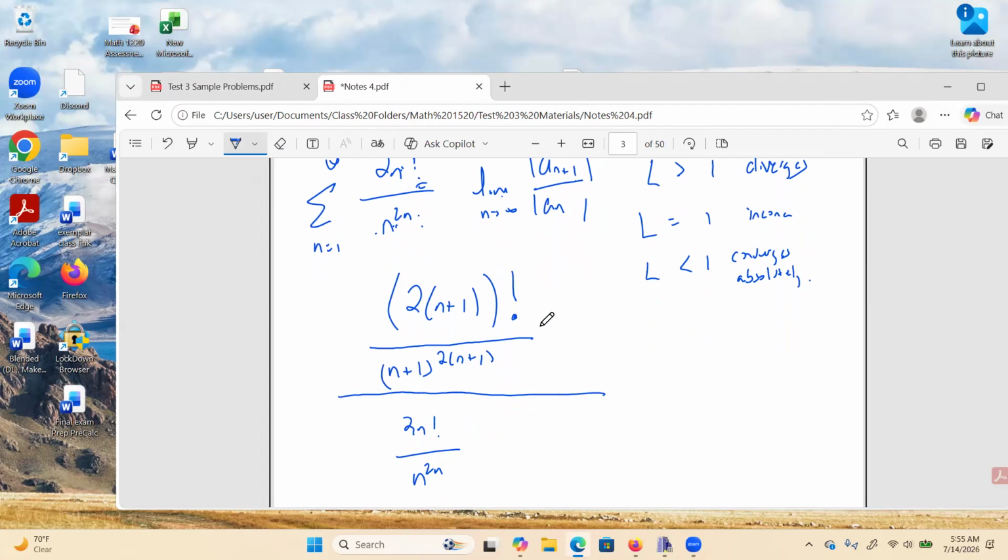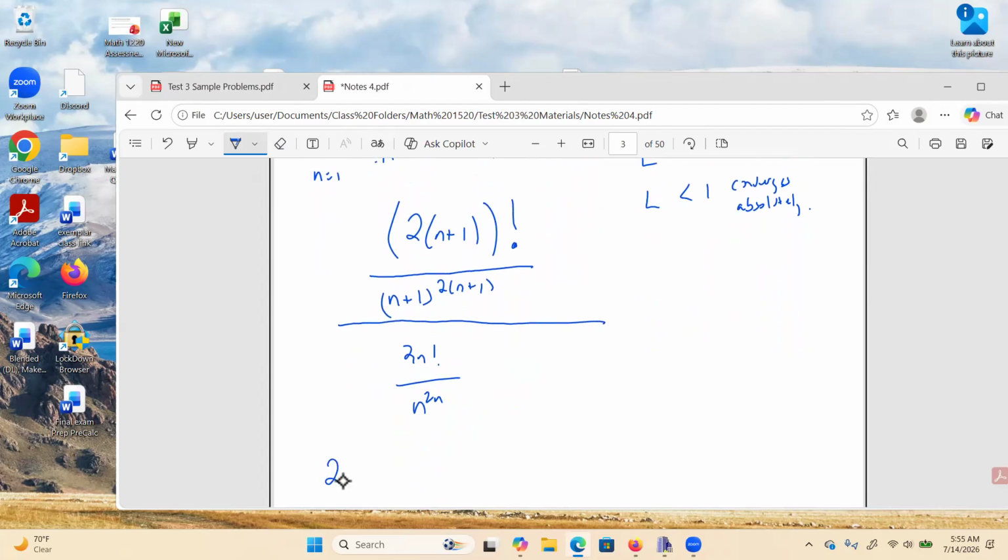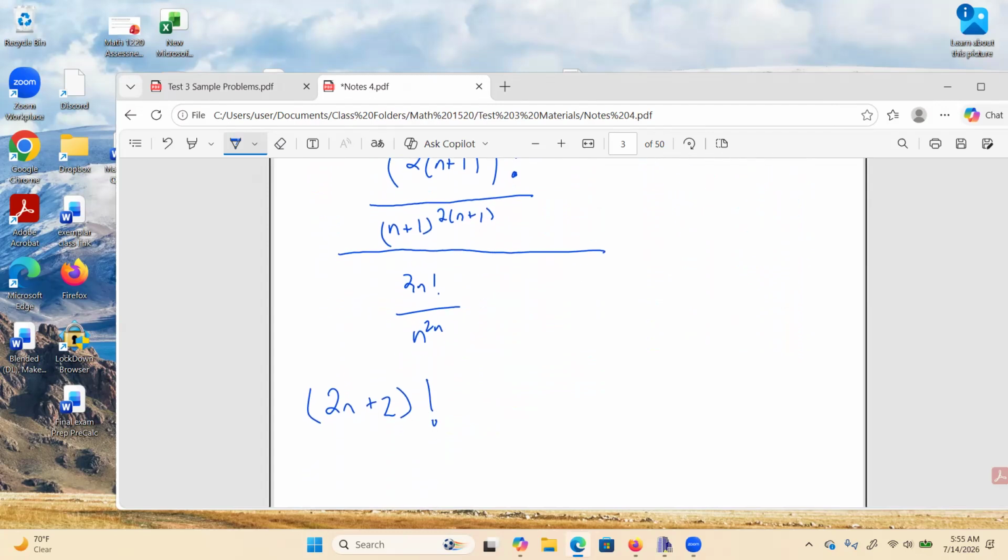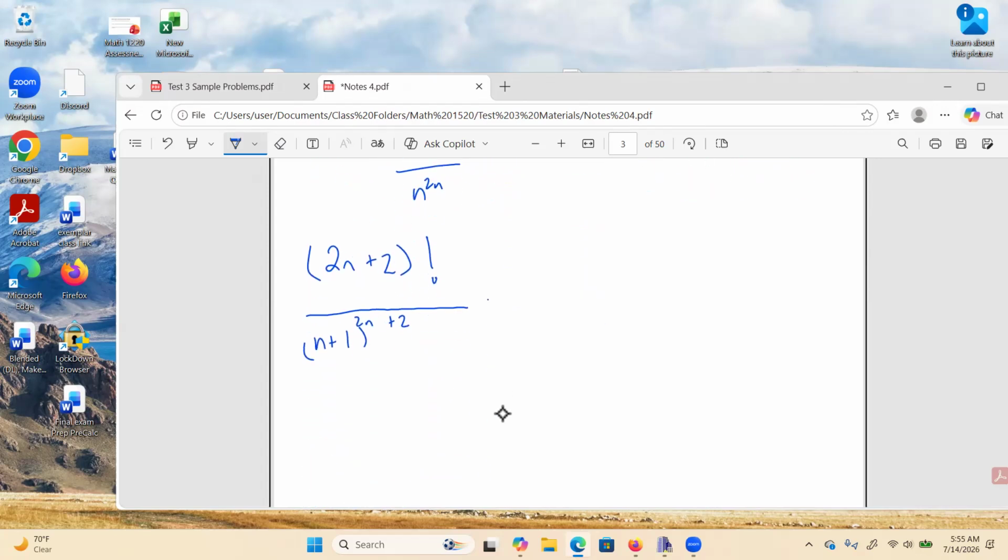Now we have to start applying what goes on here. So this is going to be (2n+2)!. We just multiplied the 2 by the n plus 1 inside the factorial. We are still inside of a factorial. Over on the other side, we have (n+1) raised to the 2n plus 2. Again, we're going to use our rules of exponents, and then this is divided by (2n)! over n to the 2n. Okay, just hang on to this piece. We're not ready to deal with it just yet.